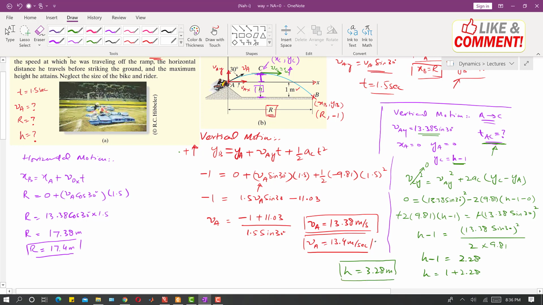So the initial velocity is 13.4 meter per second, and the maximum height the rider will reach is 3.28 meter, and the horizontal distance, that is the maximum distance that he will travel in the x direction, is equal to 17.4 meter. So this is the solution of this example.